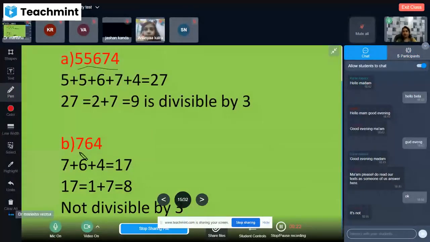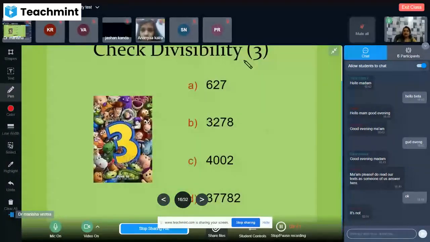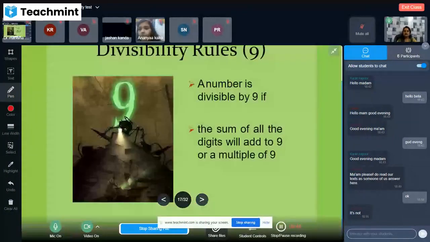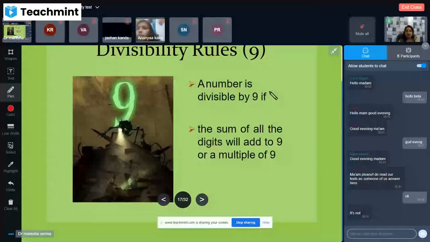Okay. 7, 6, 4. Let's add up. 7 plus 6 plus 4 is 17. So 17, is it divisible by 3? No, 17 doesn't come in table of 3. That means this is not divisible by 3. Okay. Now we move on further. Divisibility by 9. As I've already told you, the sum should either be 9 or it should be a multiple of 9, right?